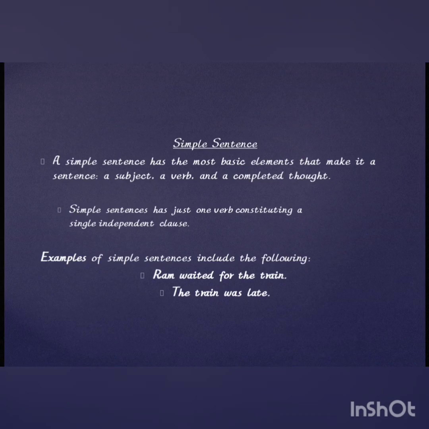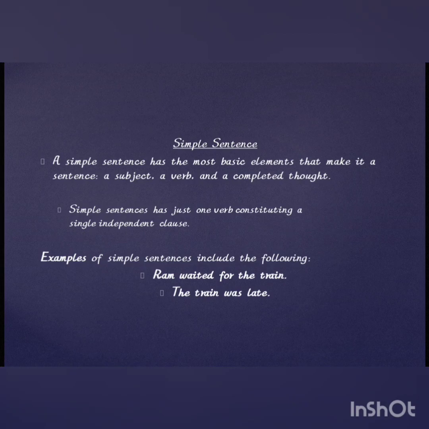Now let's get into the simple sentence, followed by compound and complex sentences. At first we'll get to know what a simple sentence means. A simple sentence has the basic elements: subject, verb and a complete thought. Subject together with verb makes a complete sense, and we have only one verb in it. In other words, a simple sentence should have only one independent clause. In the following slides, we'll get to know what an independent clause means.